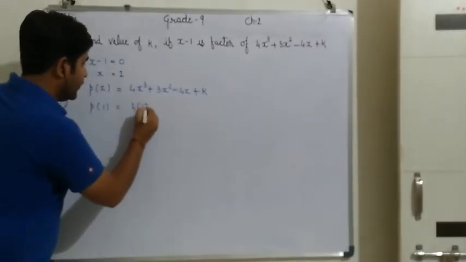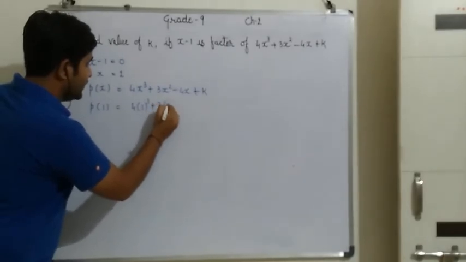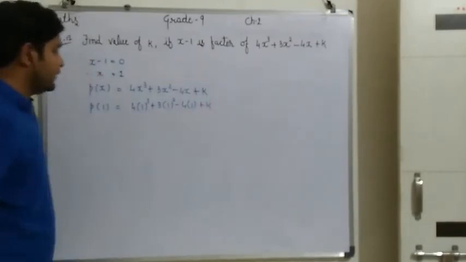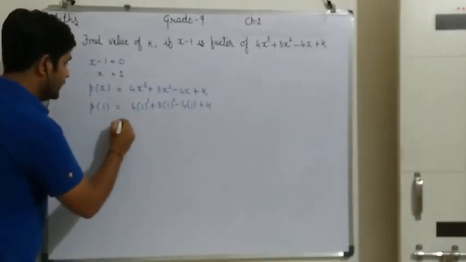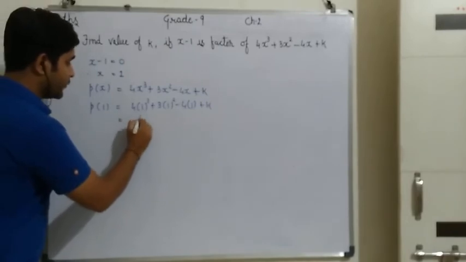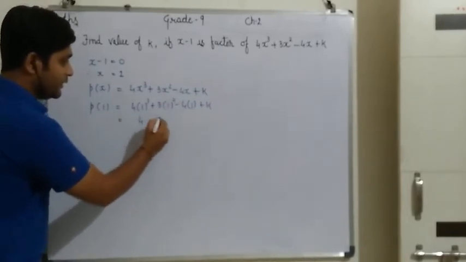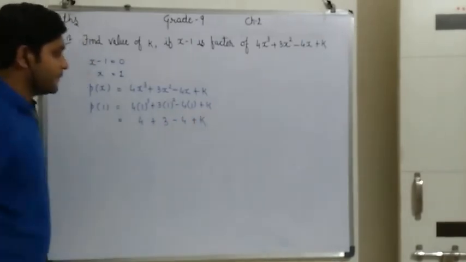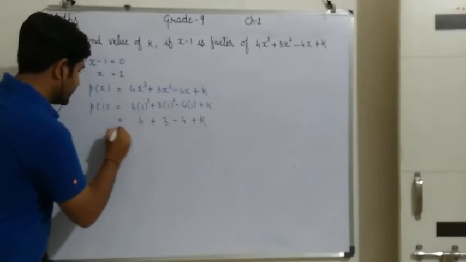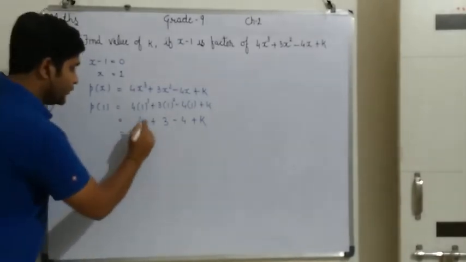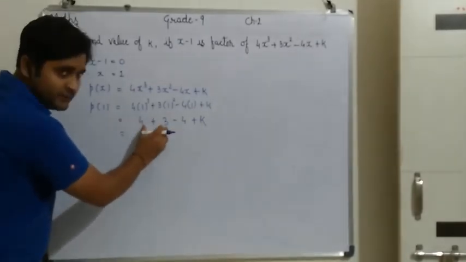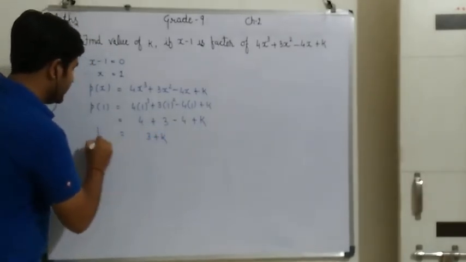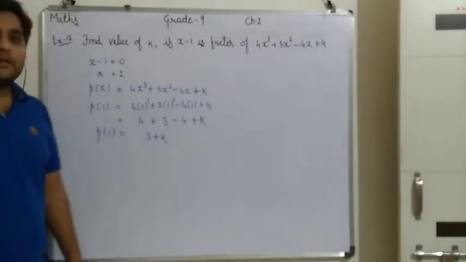4 times 1 cube plus 3 times 1 square minus 4 times 1 plus k is equal to, 1 cube is 1 and 4 ones are 4, 1 square is 1 and 3 ones are 3, 4 ones are 4 and minus 4 plus k, is equal to 4 plus 3 is 7, and 7 minus 4 is 3. So 3 plus k. So p of 1 is equal to 3 plus k.